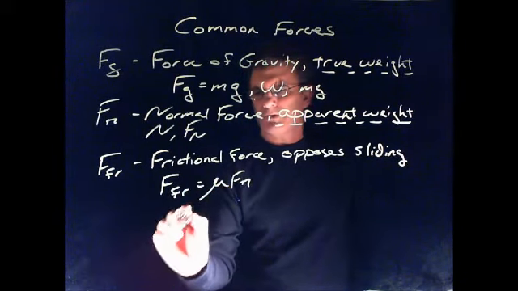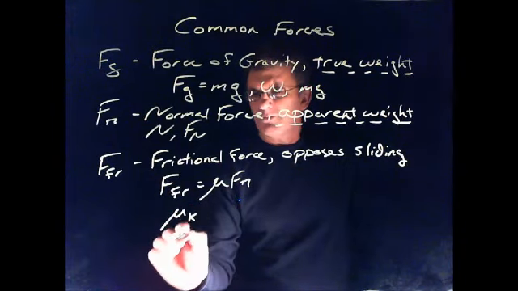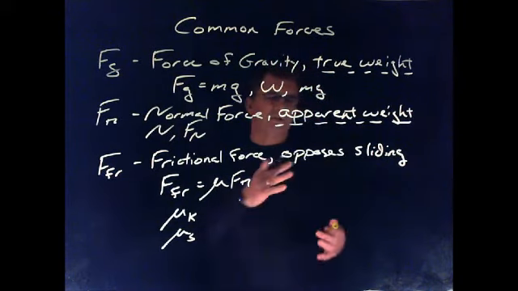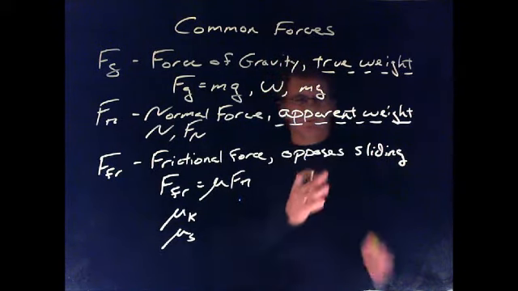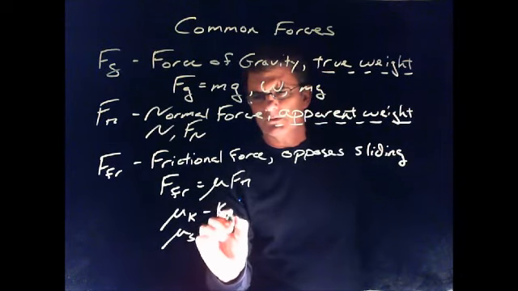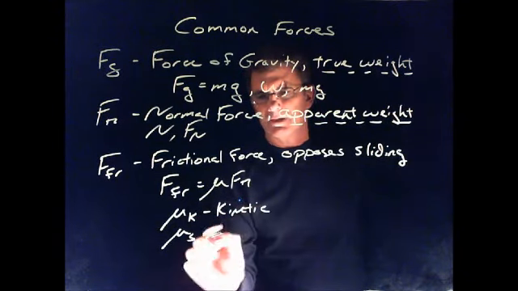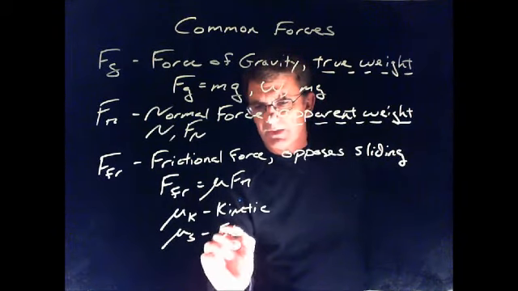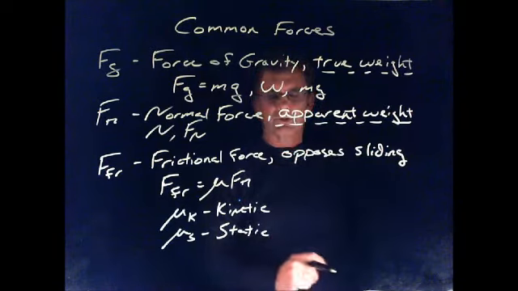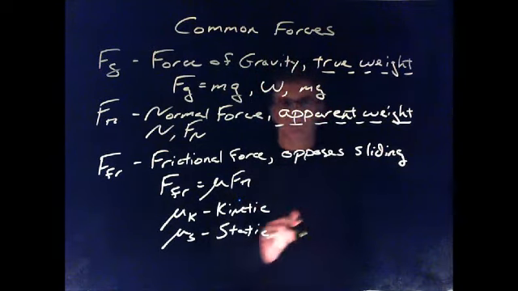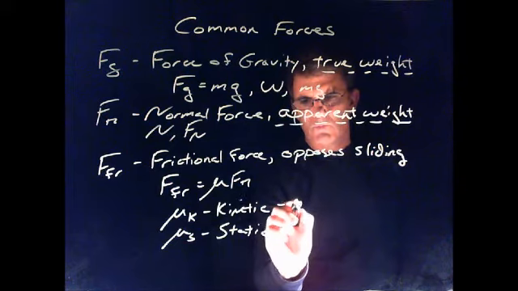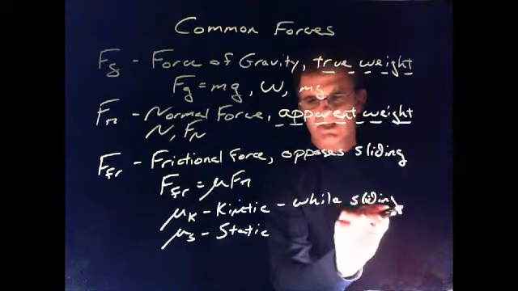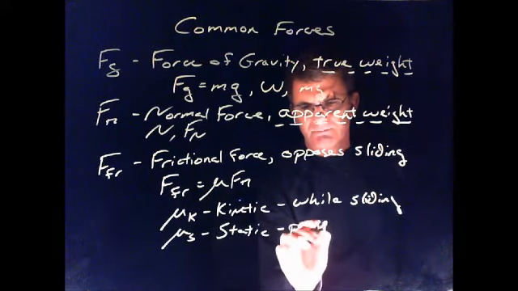Mu is our coefficient of friction, which is a type of rating. It's a friction scale between 0 and 1 on how much friction there is between two surfaces. We have a coefficient for kinetic friction while the object is sliding, and we have a coefficient for static friction. This keeps it from sliding. So this is while sliding, and the static prevents sliding.